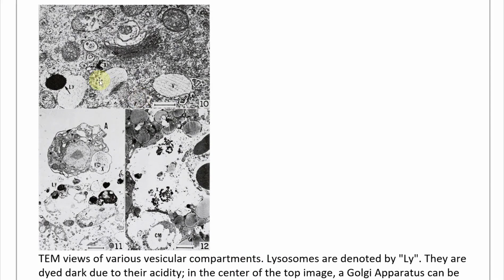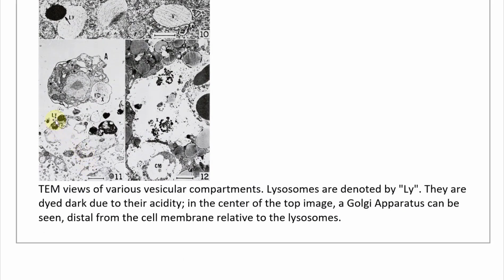the lysosomes. And let's just look at this. Here's a dark one here of LY, the lysosome. And this is a Golgi apparatus. That's because the shape is like that. And here's another view of this one. Here's the dark one right there, LY, and where's some other ones?